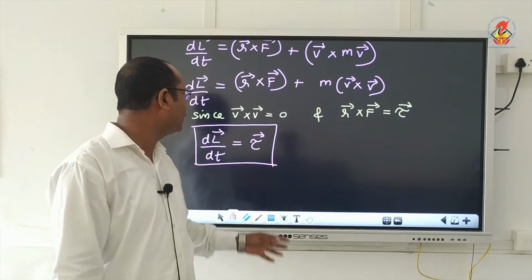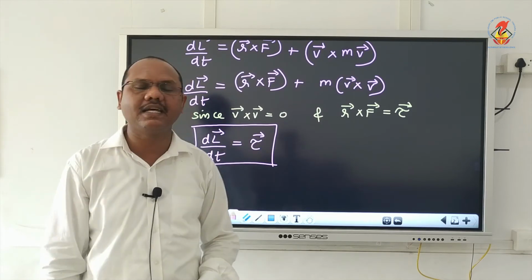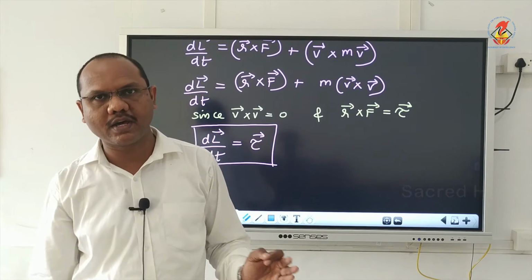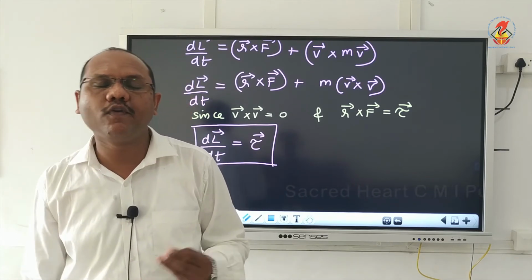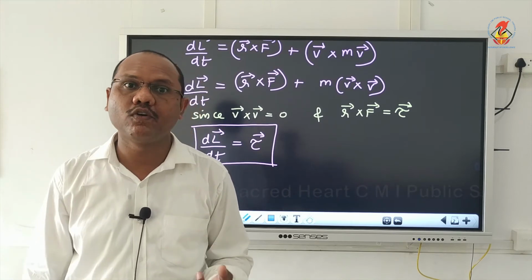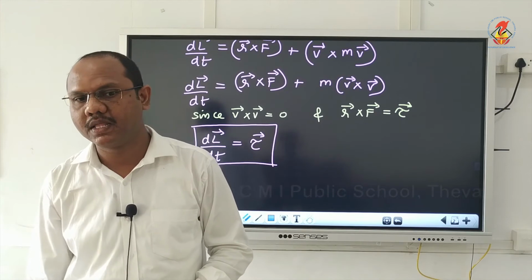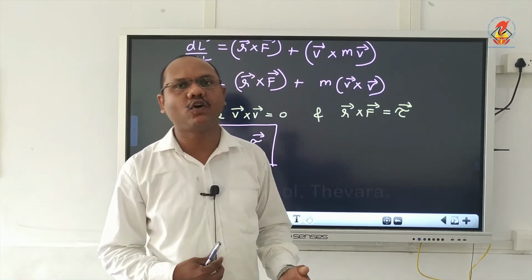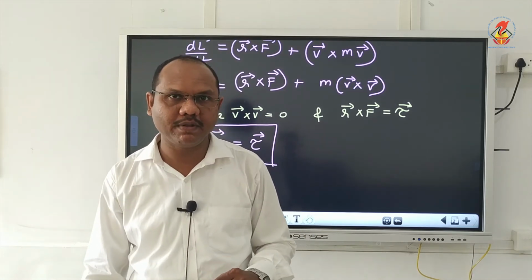So this is the relation connecting torque and angular momentum, and this relation tells that torque is the rate of change of angular momentum. You think like this: force is the rate of change of linear momentum, and torque is the rate of change of angular momentum. That's the difference between both.